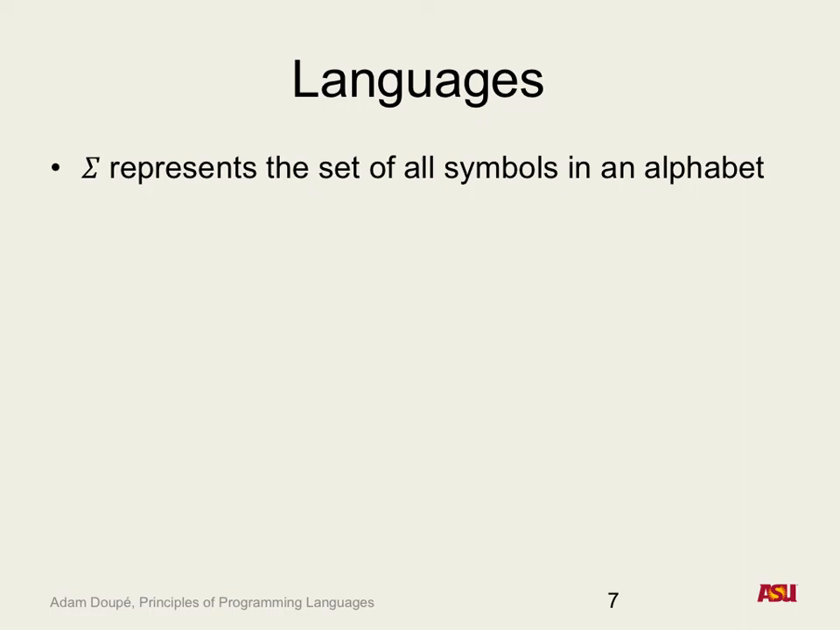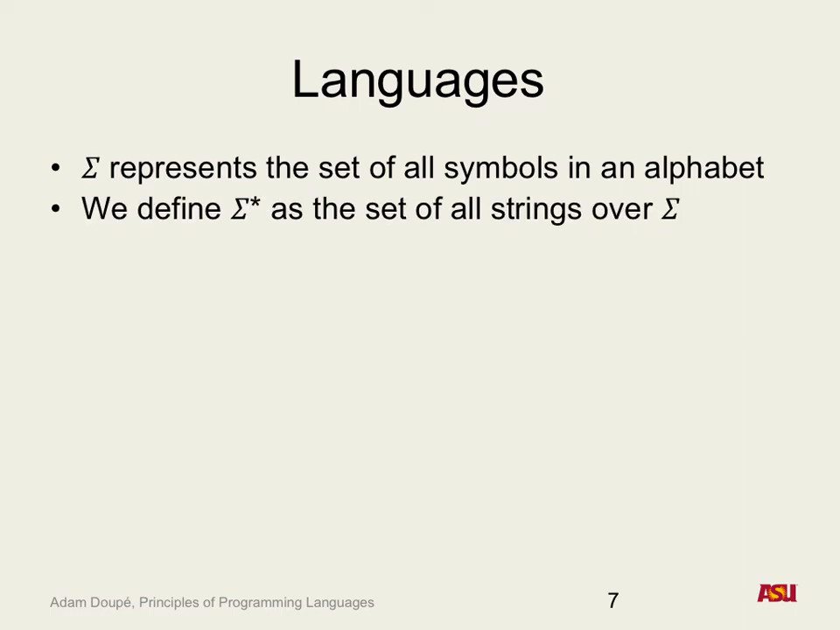If sigma is the set of all symbols in our alphabet, and sigma star is the set of all strings over sigma, what does this mean in mathematical notation when we use sigma star? It means the set of all strings over sigma. Yes, it can repeat. So it's every possible combination of strings that can be made using all the characters from sigma.